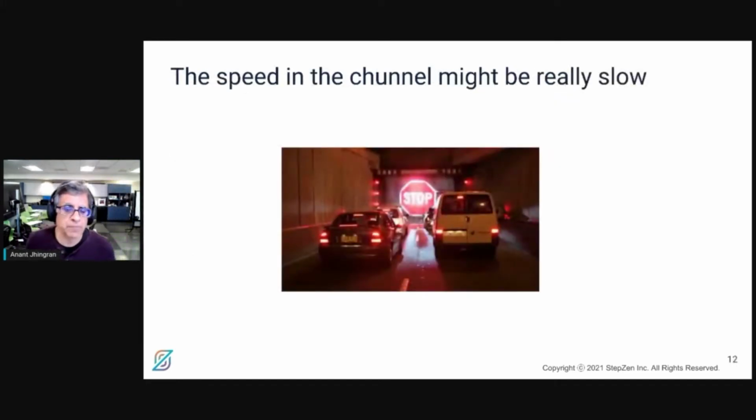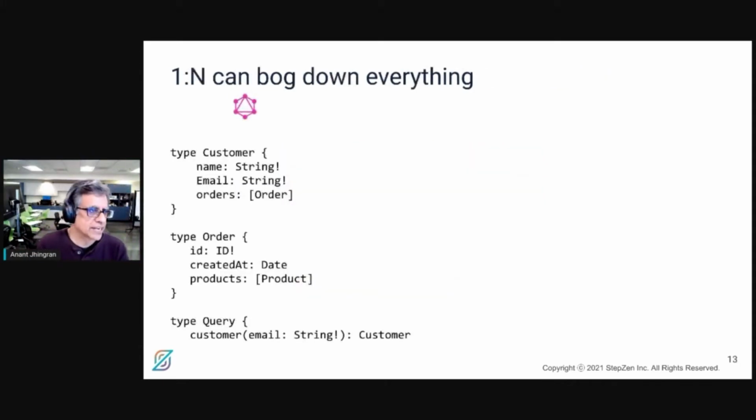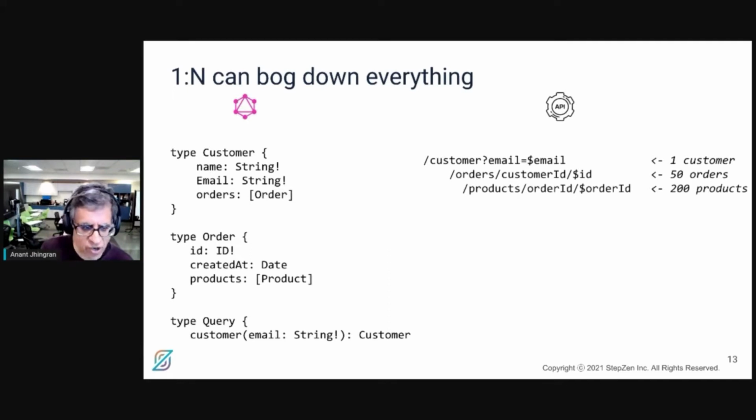The speed in the channel might be really slow. For example, let's say you create a very nice front-end interface which allows a customer to see her orders and the products that the customer has. That's absolutely awesome. But that particular query, give me some details about a customer, may end up making one call to get the customer details, and then, if the customer has 50 orders, 50 calls to get the orders, and then 200 calls to get products associated with them. So you may end up doing 251 calls for every customer that you have.